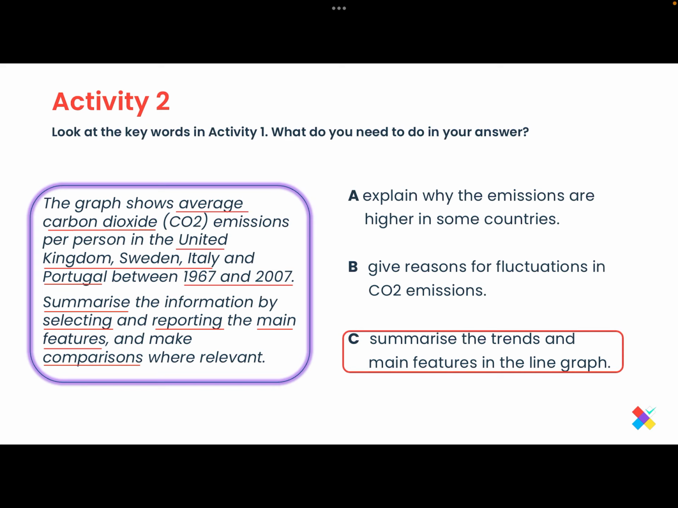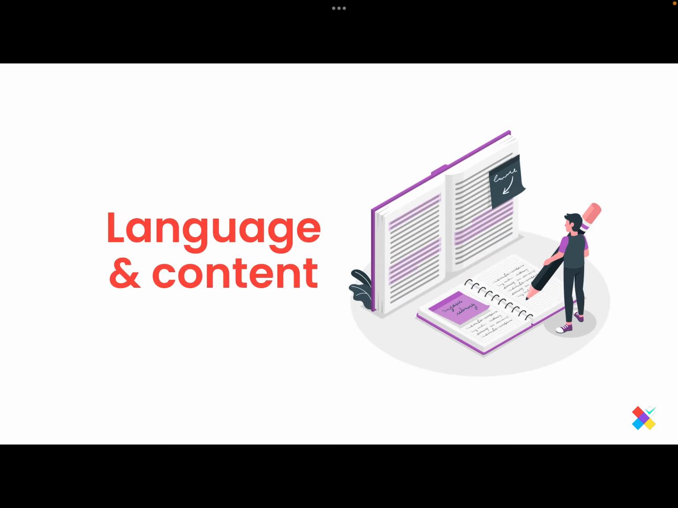Okay, and the correct answer is definitely C. You don't have to explain. You don't have to give reasons why. It's not an analysis. You don't have to make assumptions or to draw conclusions. All you have to do is to write about facts, to summarize the trends and the main features, and to support the main features with data. You're not making an analysis.